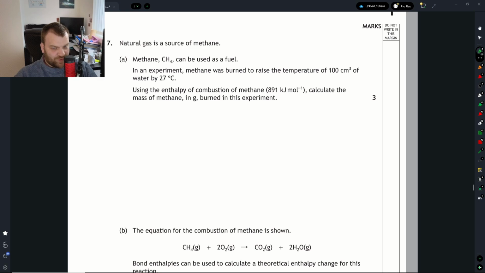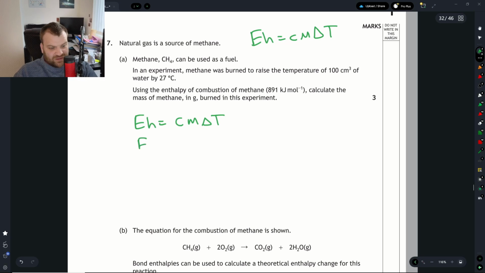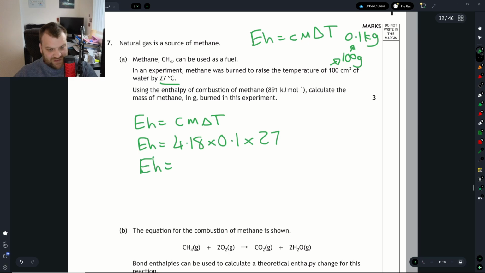In number 7, we're using a fuel to raise the temperature of water. This means we're going to be needing to use EH equals CM delta T. Well, first, we'll work out the energy that was released from however much fuel we used. So EH equals CM delta T. EH we're working out. C for water is 4.18. It's in the data booklet. We need to turn this into kilograms. So it would be 100 grams. 1 centimeter cubed is roughly 1 gram. And that would be 0.1 kg. And we're raising the water by 27. That's your delta T. Therefore, our EH equals 11.286. That would be in kilojoules.